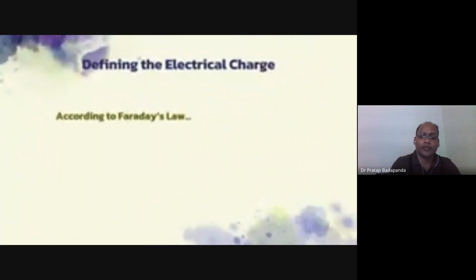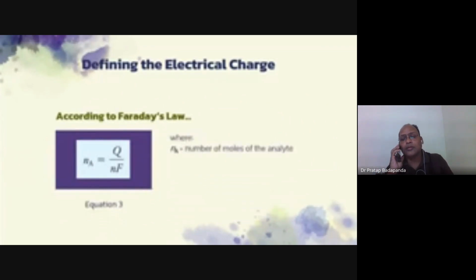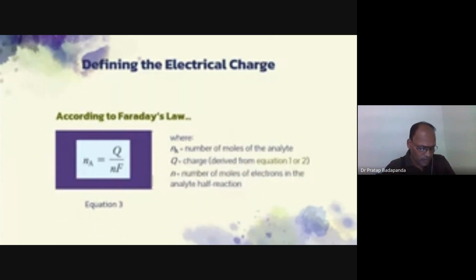Furthermore, Faraday's law relates the number of moles of the analyte A, N sub A, to the charge Q. This is given by equation 3, where N sub A is equal to the number of moles of the analyte. Q is the charge, which could also be derived using equation 1 or 2. N is the number of moles of electrons in the analyte half reaction, and F is the Faraday's constant.